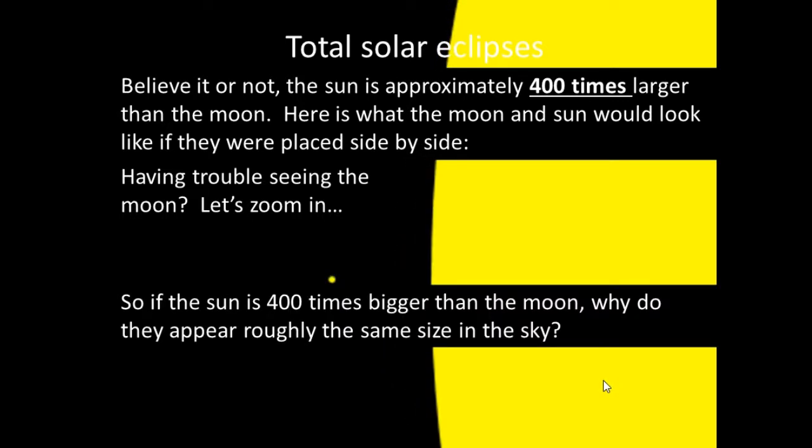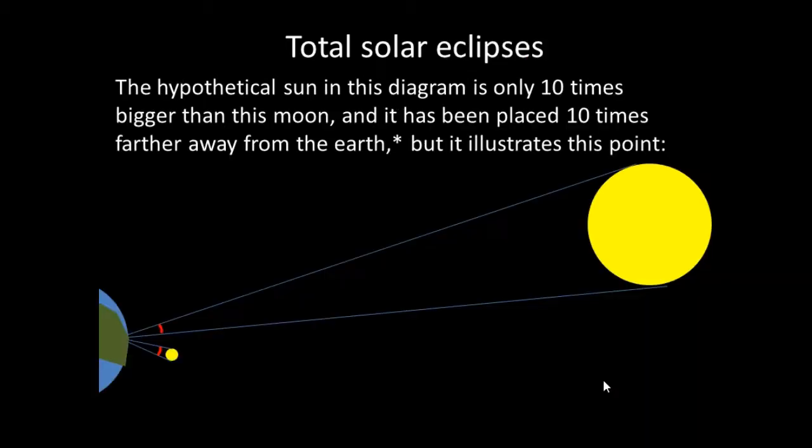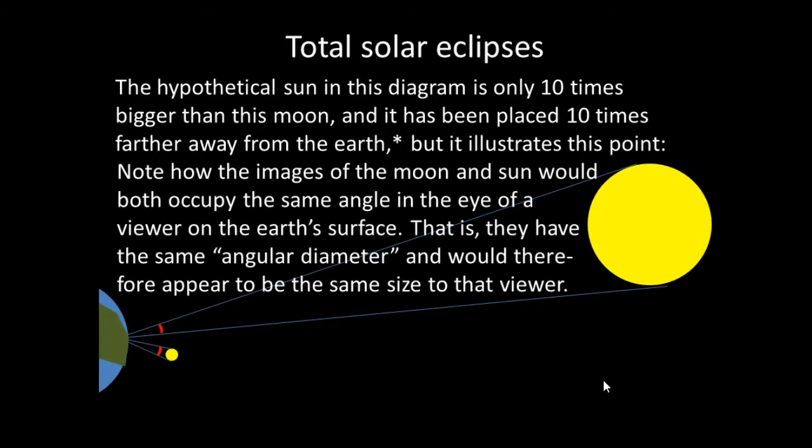So, if the sun is 400 times bigger than the moon, why do they appear roughly the same size in the sky? That's because the sun is, on average, about 400 times farther away from the Earth than the moon is. The hypothetical sun in this diagram is only 10 times bigger than this moon, and it has been placed 10 times farther away from the Earth. But it illustrates this point.